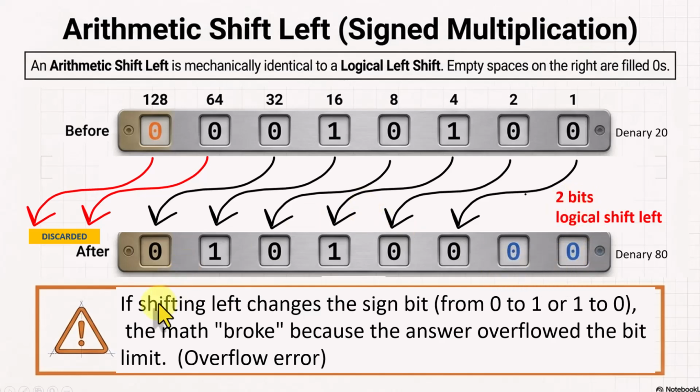Just remember one thing: in arithmetic shift left, if shifting left changes the sign bit, for example, your sign bit is 0 and it changes to 1, or 1 to 0, then be sure that your math has broken down. Why? Because we have faced overflowed bits. We have reached the limit, and outside that limit 8 bits will give us a wrong answer. For example, here we have 1 and it is 0. If this 0 comes here, so that 1 is moved aside, then this will be wrong. That will be an overflow problem.